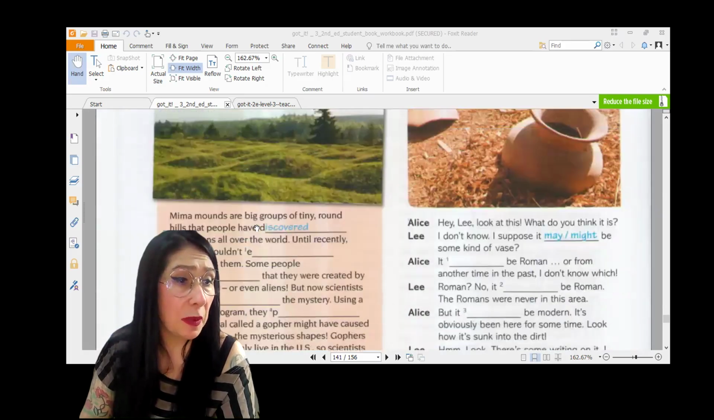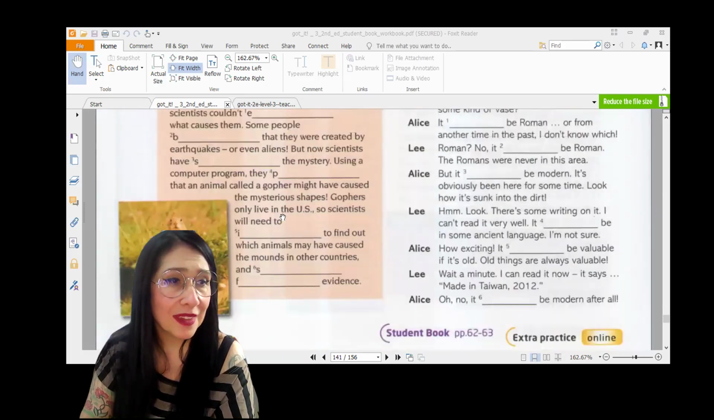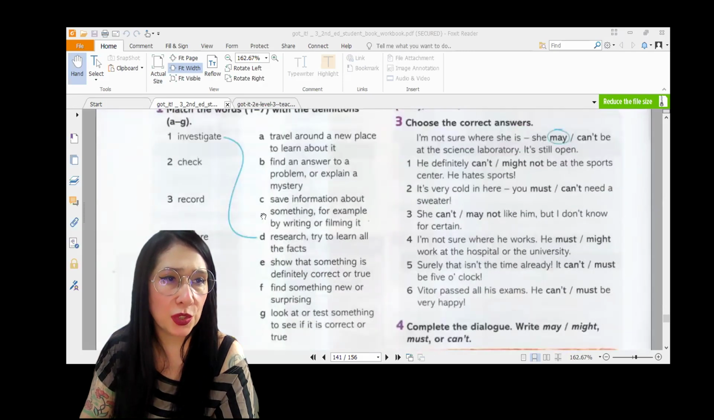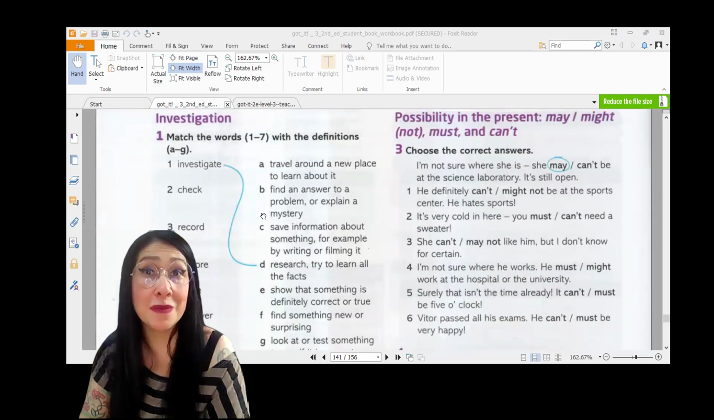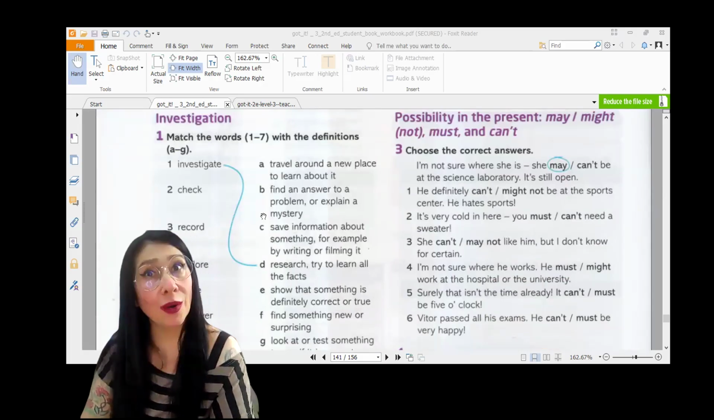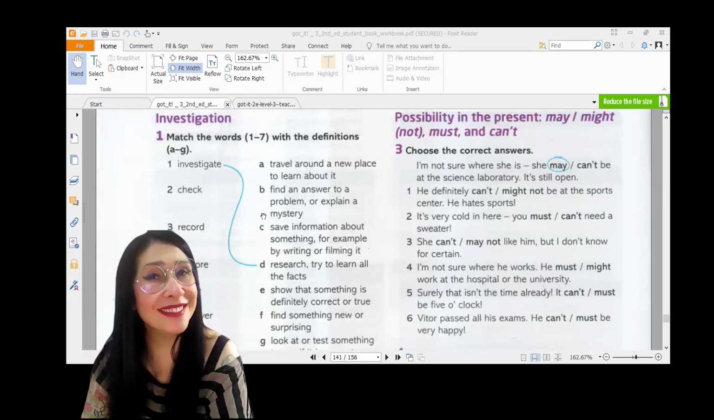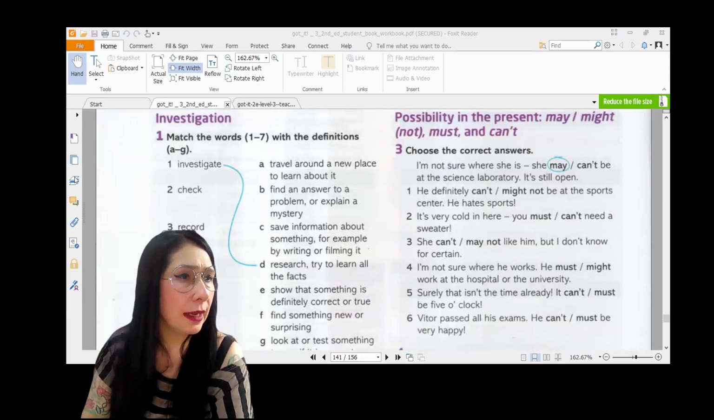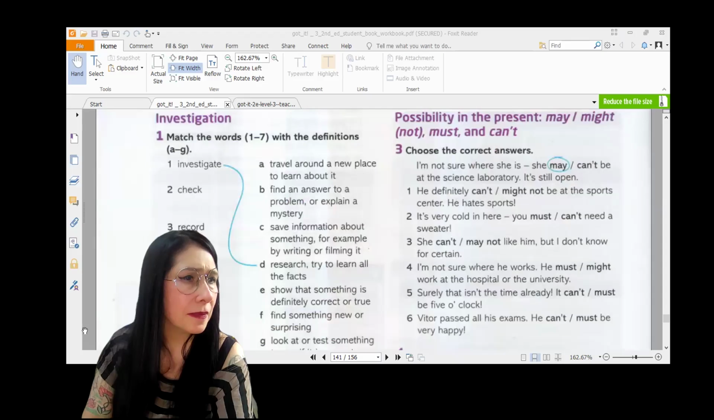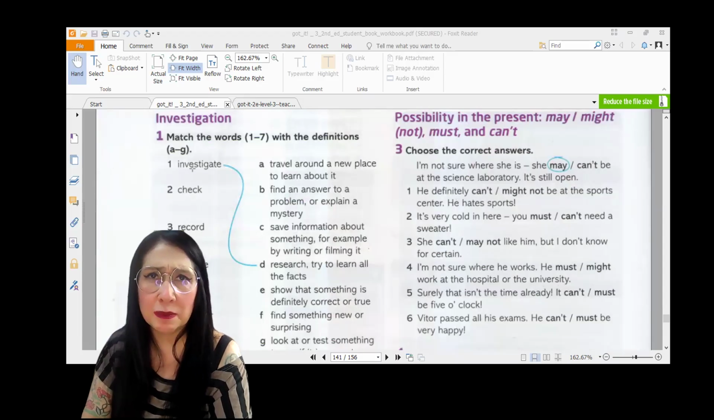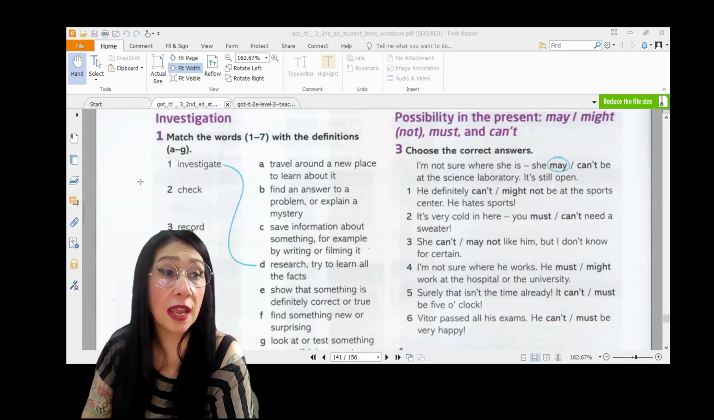Okay, so this is page W34. And we must do exercises 1 and 2. If you haven't done them yet, you may pause the video right now. But if you are through, you're done. So let's correct them. I'm going to use a design line here, draw a line. Okay. So the first one is done by the book. Investigate means to research, try to learn all the facts.